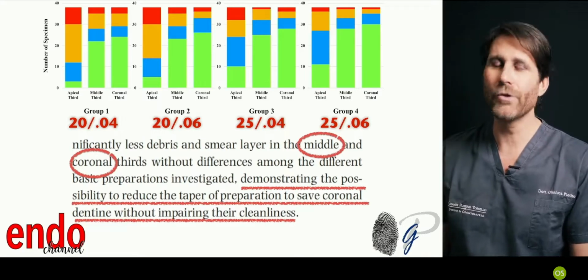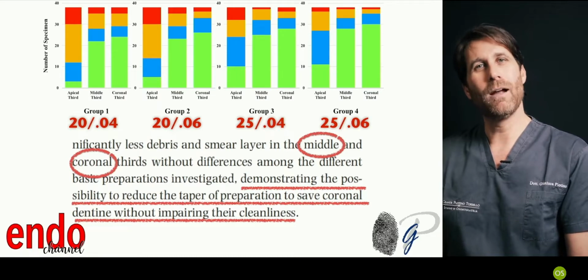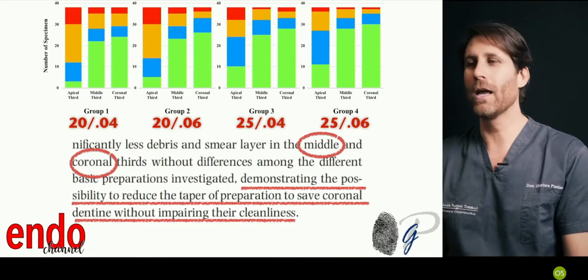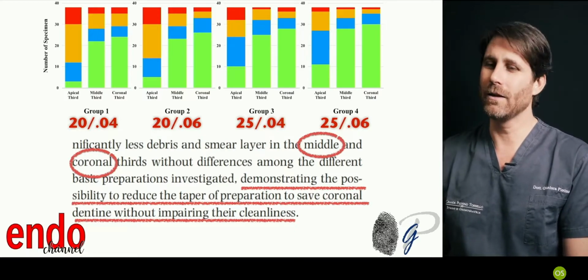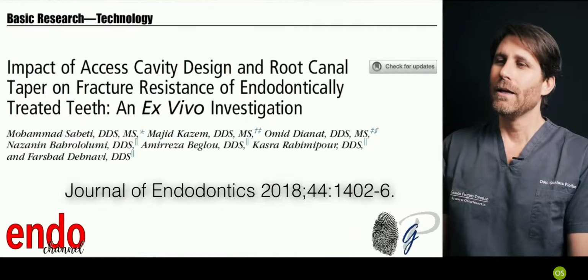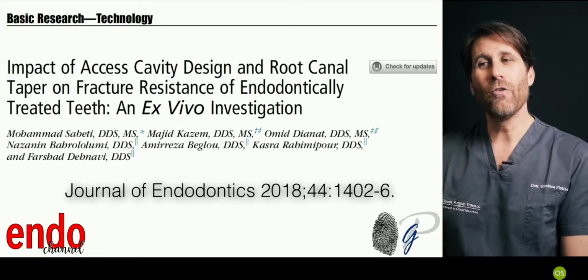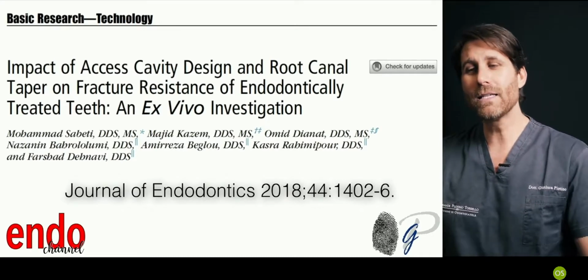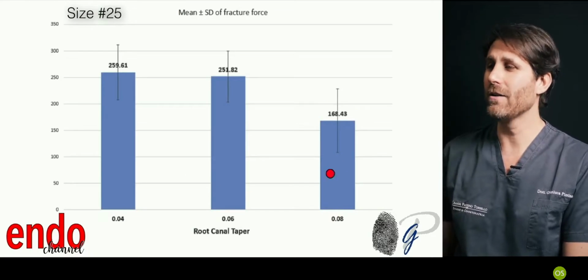The apical third is a different story, in which we have to clean and follow the anatomy, and we will see that in a following appointment in this endochannel. Another study in which the taper of the preparation has been seen to have an impact on the fracture strength, especially for higher taper.